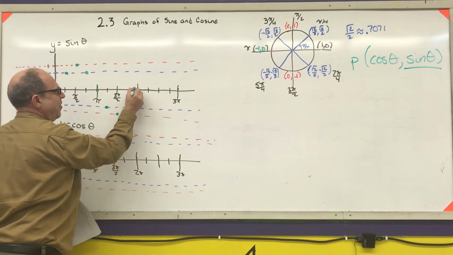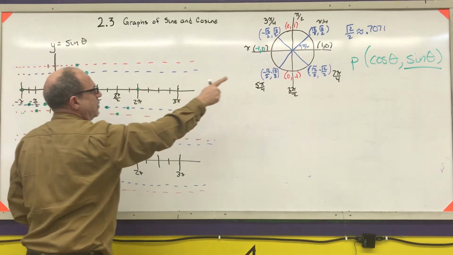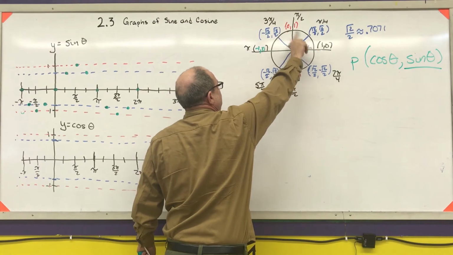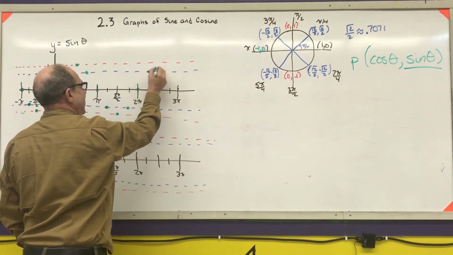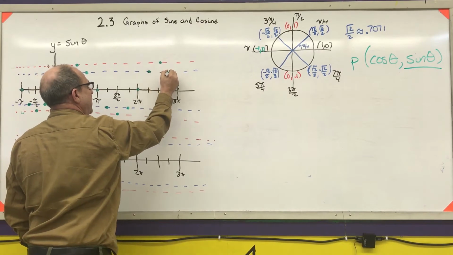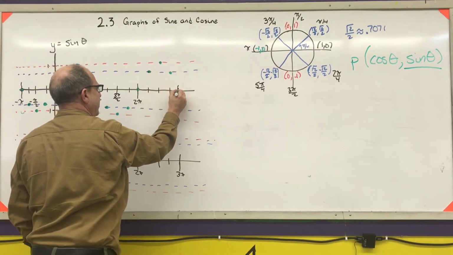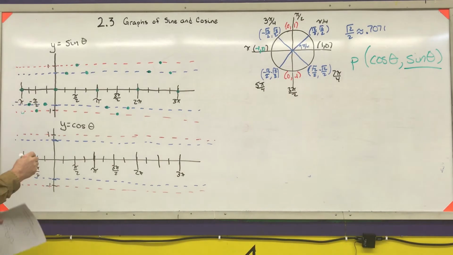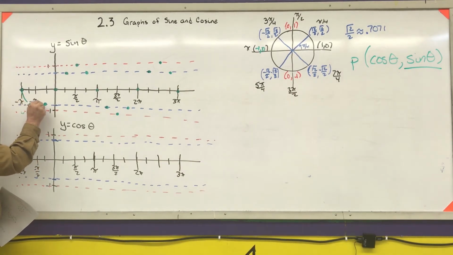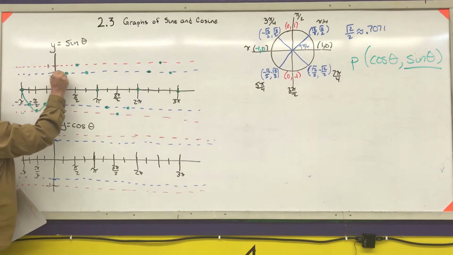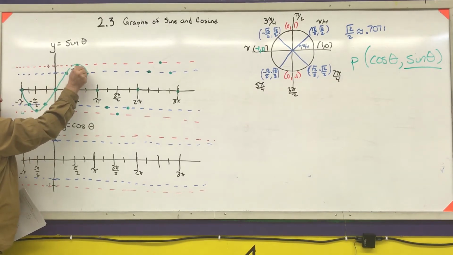And once you get the pattern, just go this way, starting at 0. Once you get the pattern, you know where to put the rest of your dots. You don't have to keep going around the unit circle if you are careful. And then what we're going to do is we're going to combine these with a smooth curve. Okay, this is not a Charlie Brown t-shirt. These are curves.